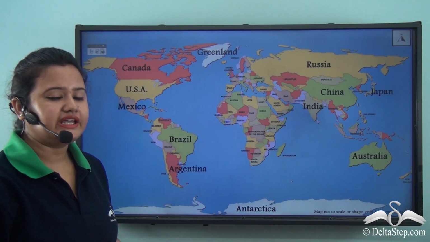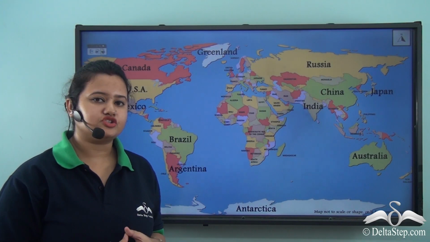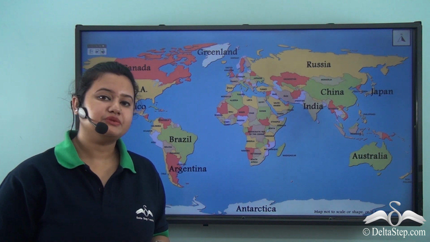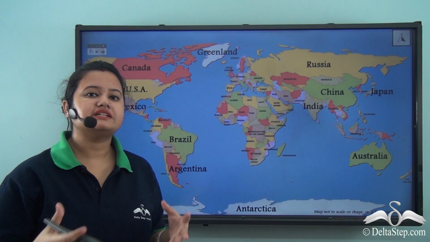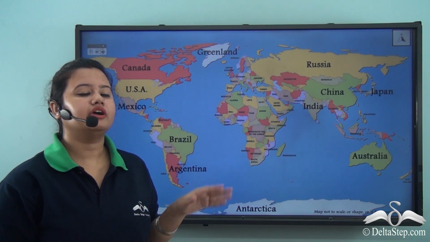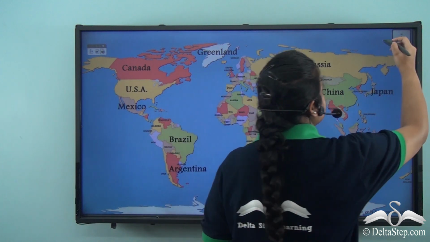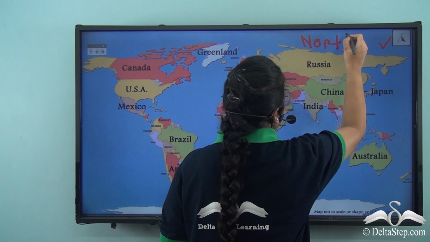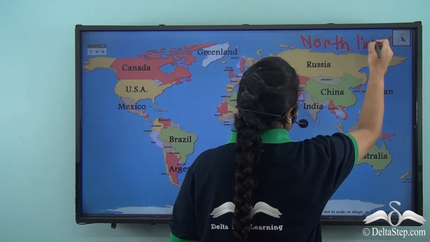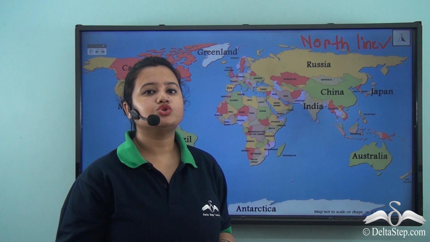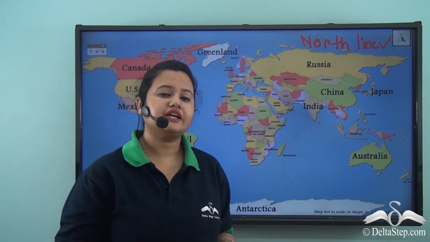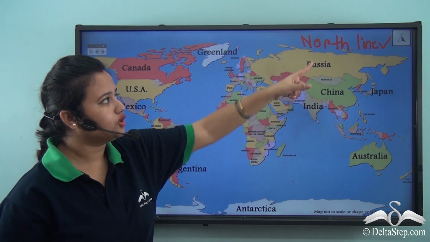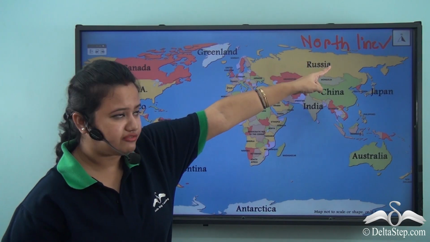So we shall now find the location of any country on this world map using the cardinal directions and intermediate points. Now for finding the direction of any place on a map, usually this symbol or the north line is always present in a map. This north line usually helps us to determine the direction of any place on the world map. Now here we can see that the north line has been placed in the top left corner.